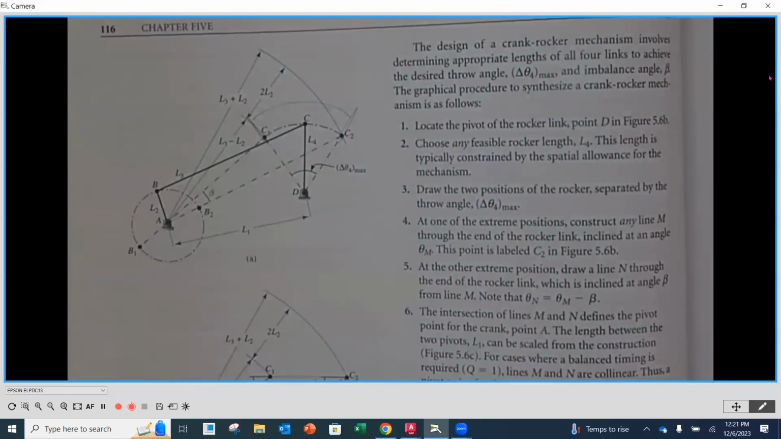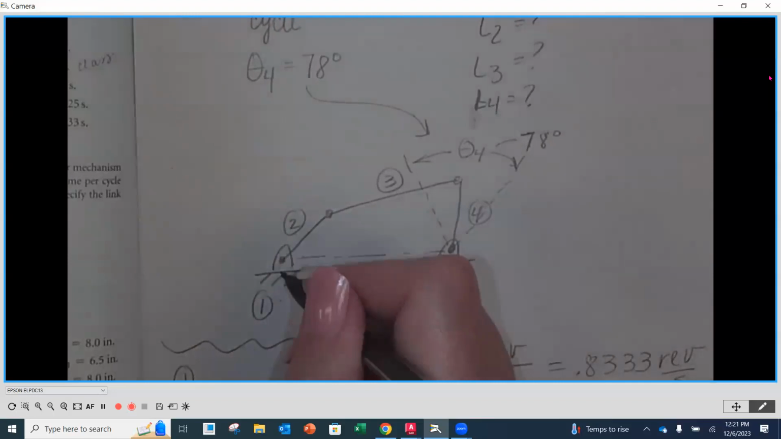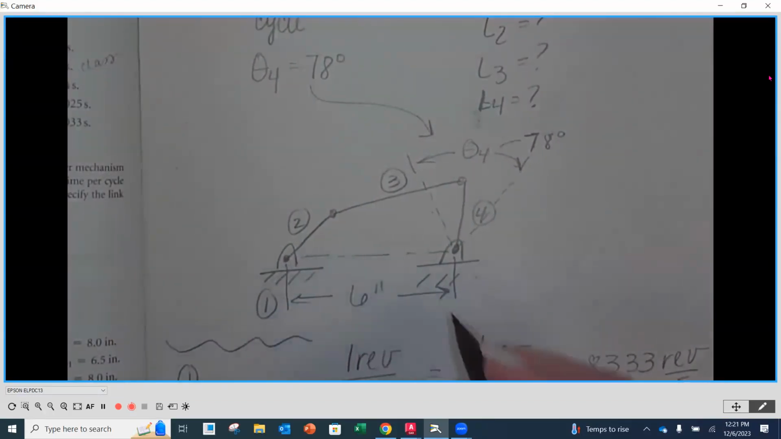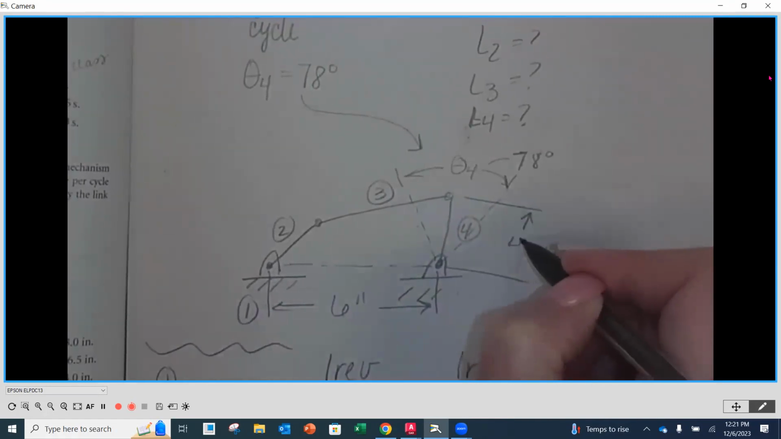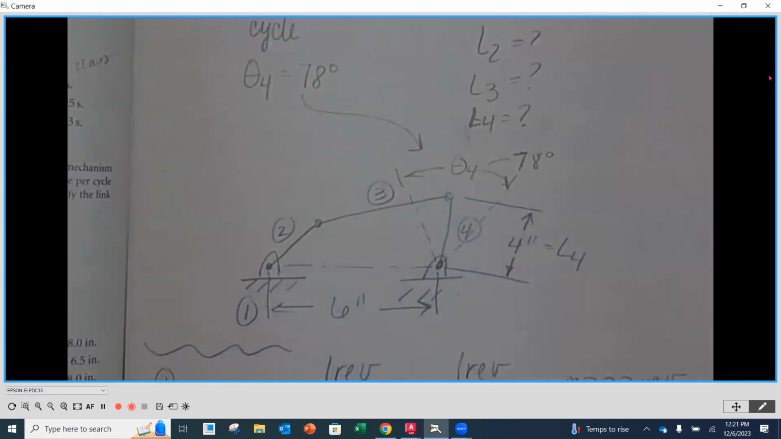So what I did for our problem, and we'll go back to AutoCAD in just a little bit, I assumed this distance right here was 6 inches, all right? And my length is 4 inches. So that's going to be my L4.